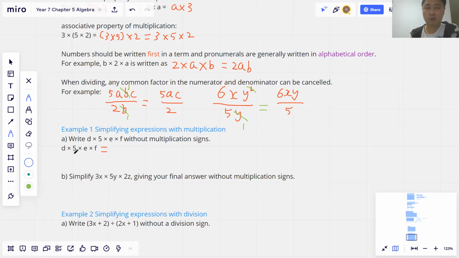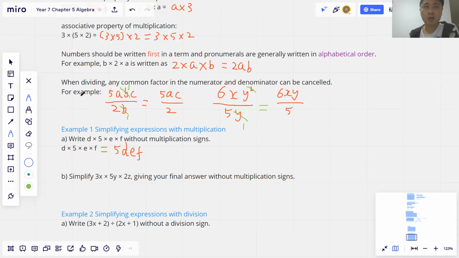First we always write the numbers first, so that's 5. Then we write the letters in alphabetical order, so we have D, E, F. So we write D, E, F. That's it. We write the numbers first, then we write the letters in alphabetical order.